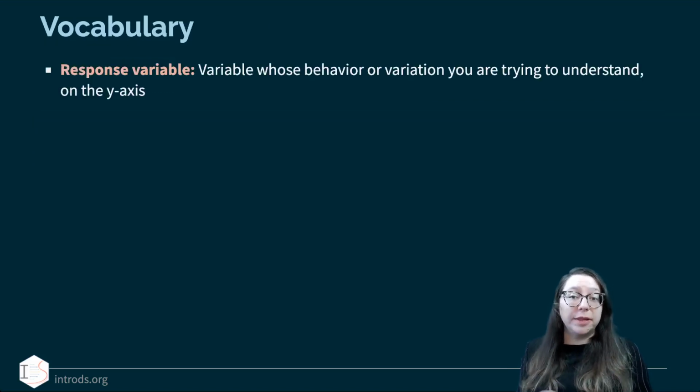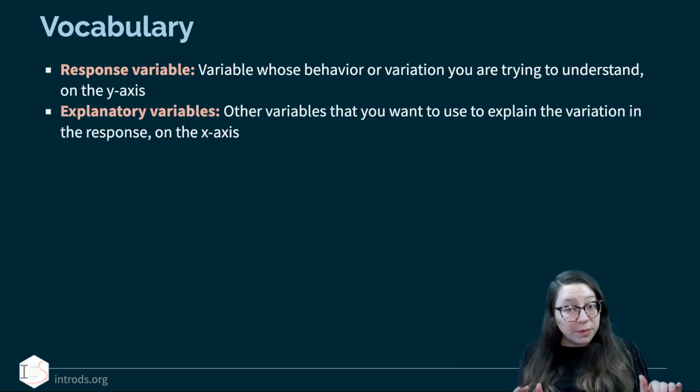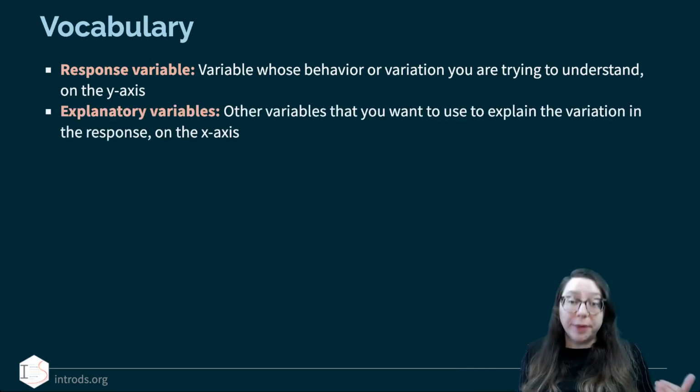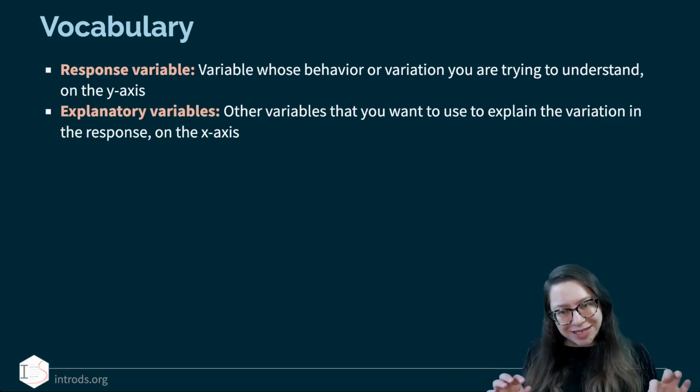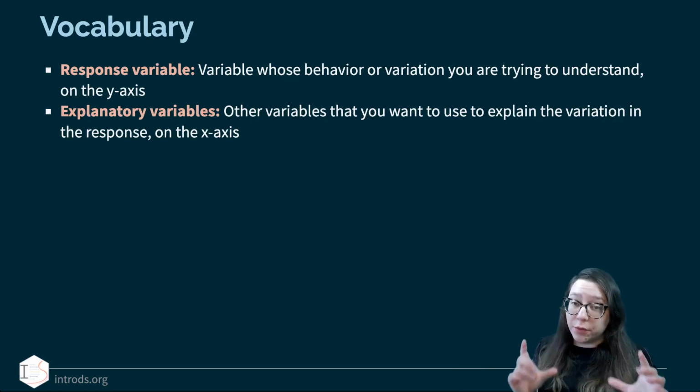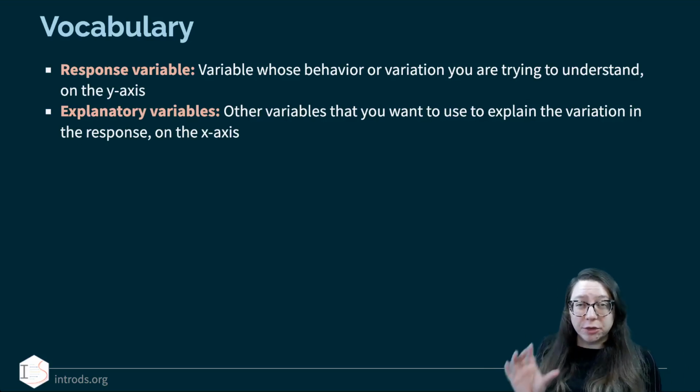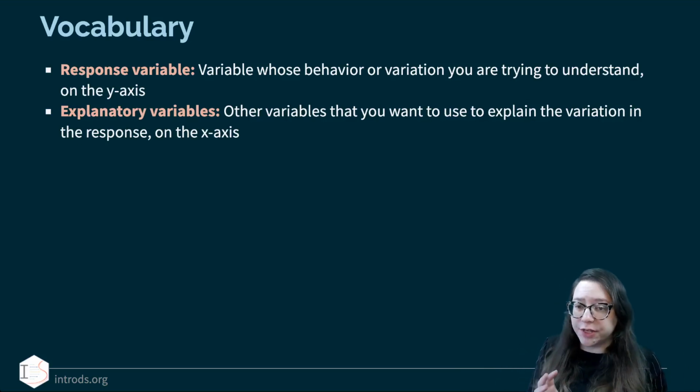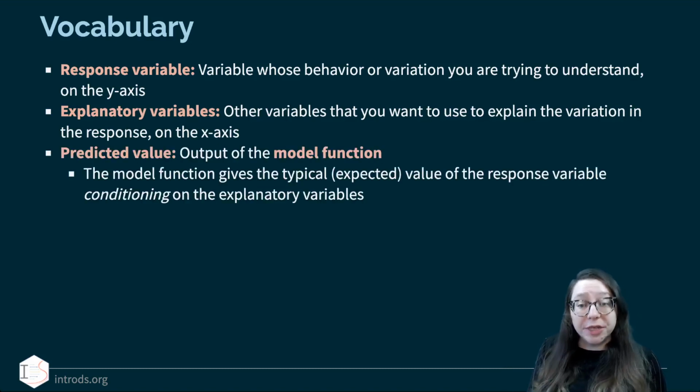Our response variable is the variable whose behavior or variation you're trying to understand, and it goes on the y-axis. The explanatory variable or variables are the other variables that you want to use to explain the variation in the response, and they go on the x-axis. Obviously, if you only have one x, then it makes sense that that goes on the x-axis. If we have many explanatory variables, then we're no longer talking about a two-dimensional plot, and it becomes a little bit harder to visualize. The predicted value is the output of the model function.